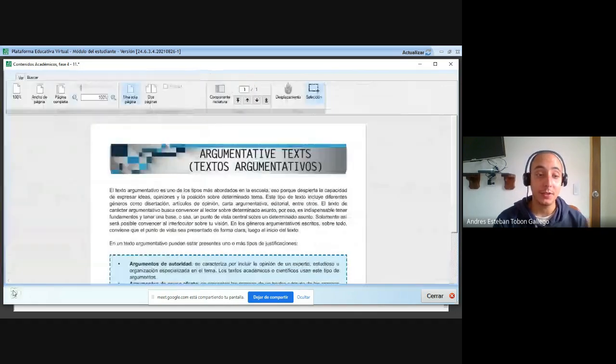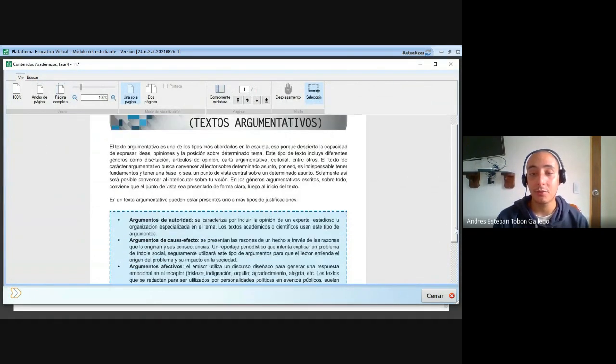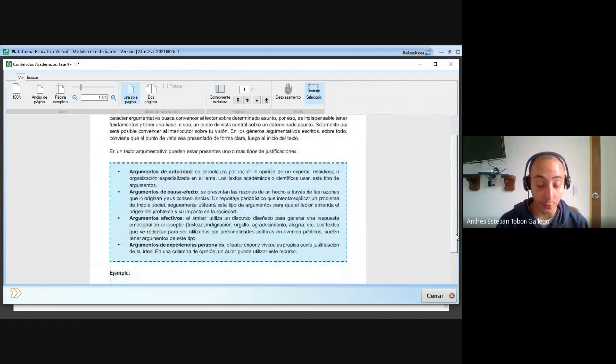Okay, as I mentioned in the answer sheet, when we talk about the argumentative essay, we are making reference to how the author or the person that is creating the argument tries to persuade the person to think or to understand a topic in a particular way. Okay, in that sense, we have authority arguments, yes, because in here we use experts' positions and possible research that reinforce our position.